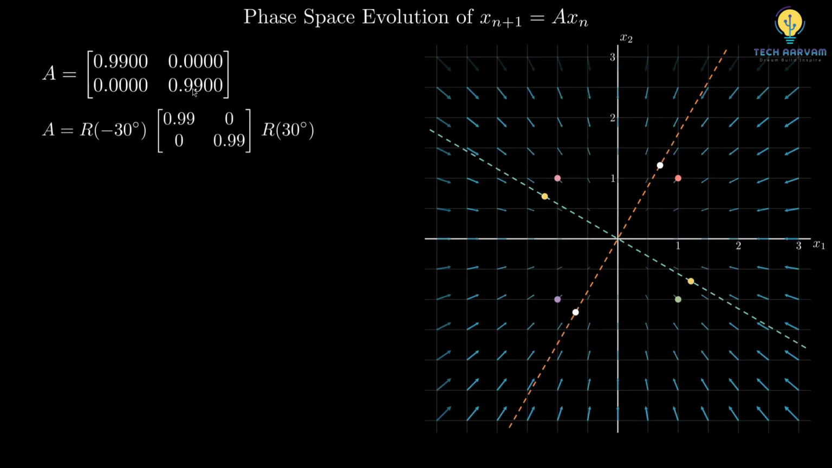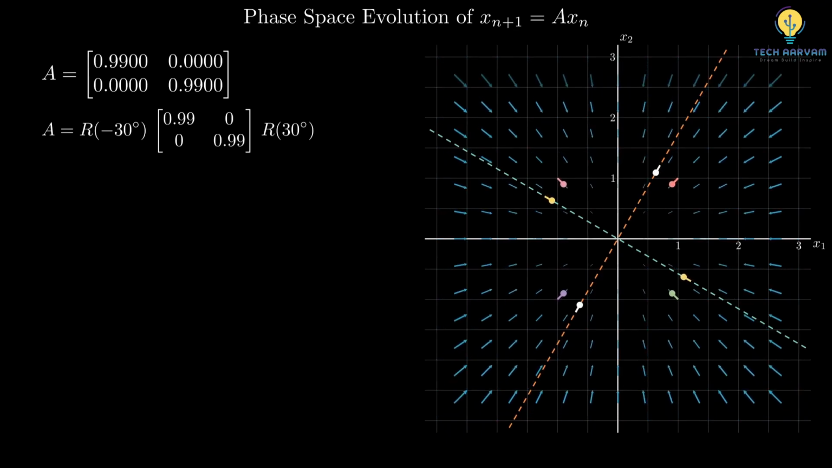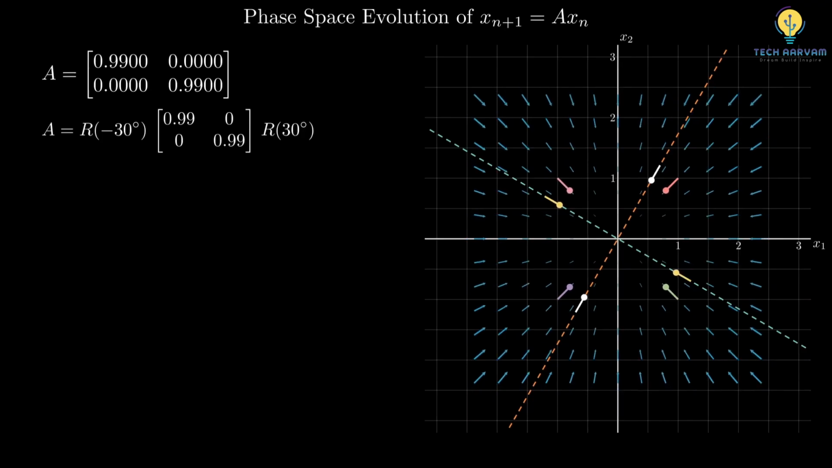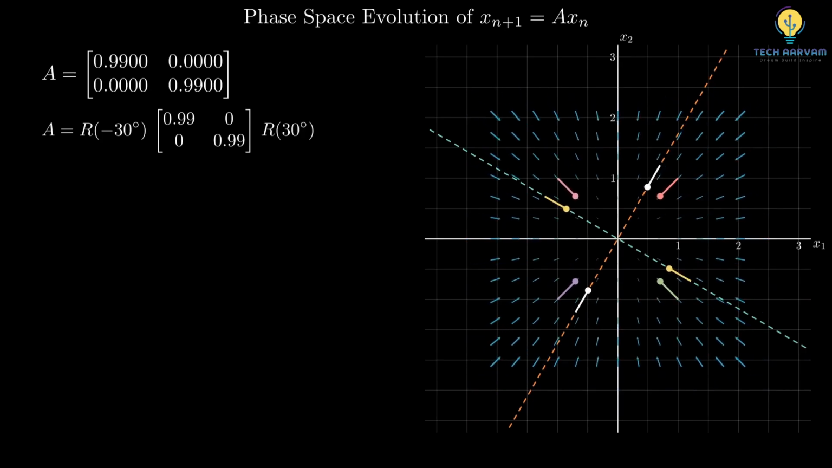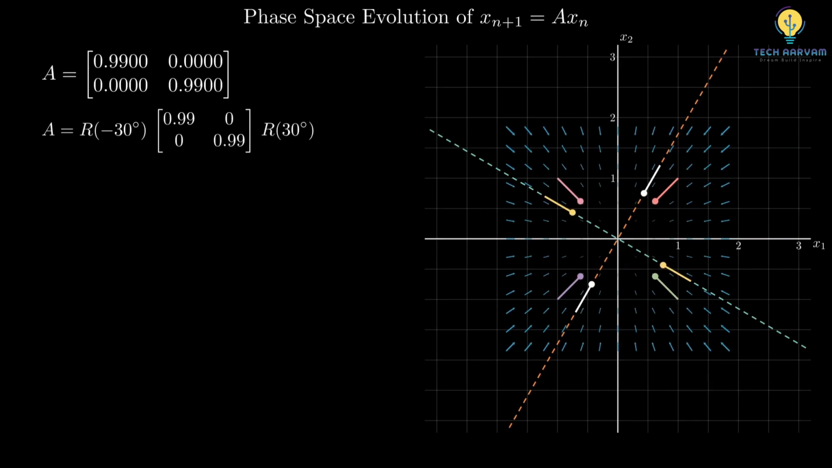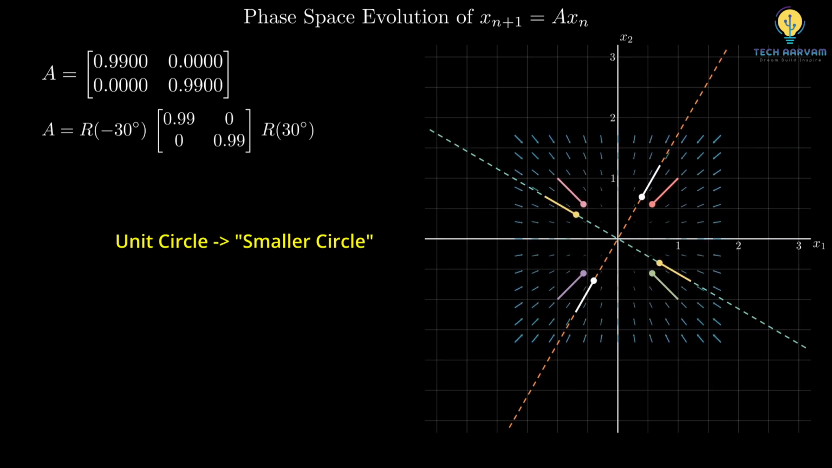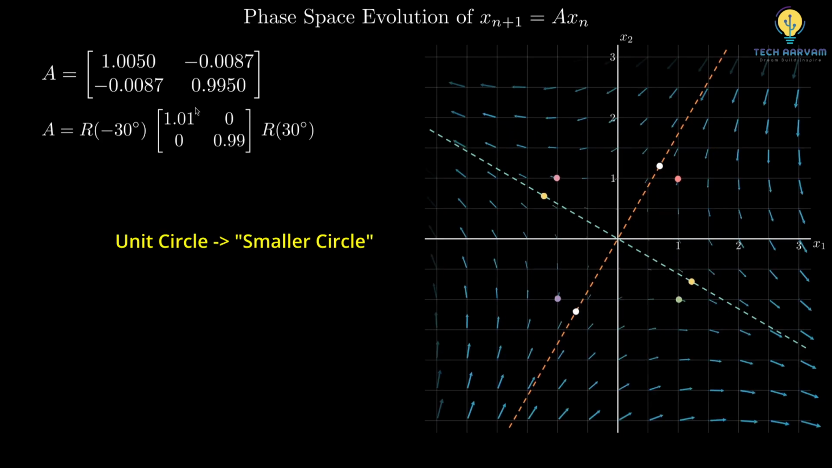In the next visual, both the diagonals are still the same, but they are less than 1. We are seeing that the position vectors are evolving towards the origin. There is a compression. If we had a unit circle, it would become a smaller circle. In the next example, the diagonal values are different. Sigma 1 is 1.01 and sigma 2 is 0.99. So along one direction we have an expansion, it is greater than 1, and along another direction it is shrinking.